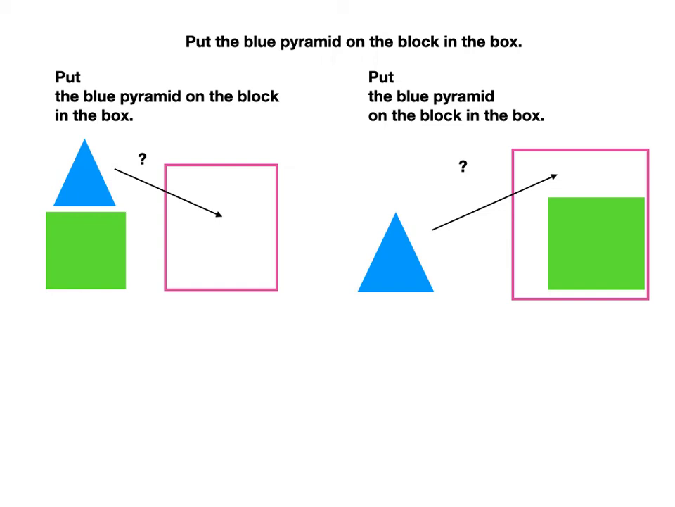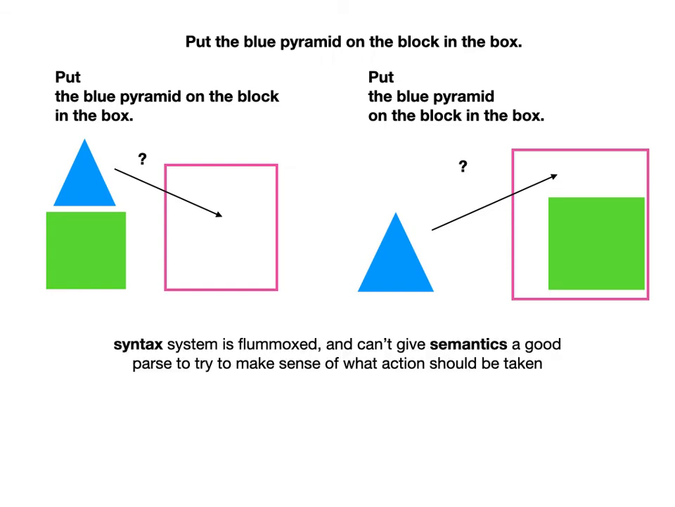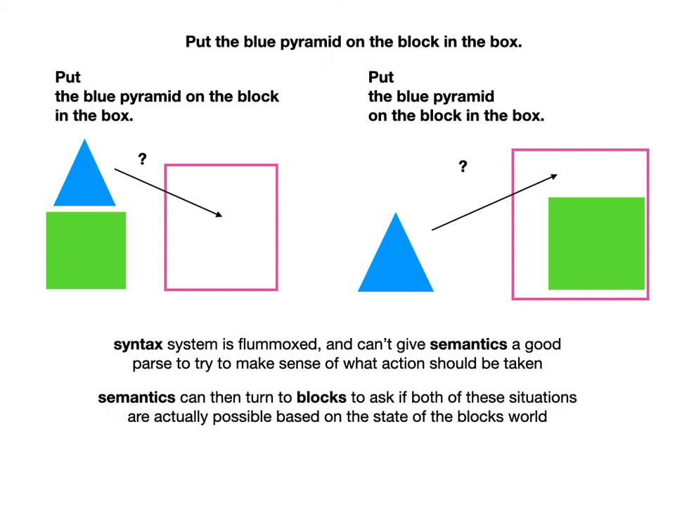There's nothing in the structure, the syntax, of the received language that can tell us the secret answer, right? So the syntax system is flummoxed and can't give the semantic system a good parse to try to make sense of what action should be taken here. Now, semantics has some options. First, it can turn to the blocks subroutine to ask if both of those situations are even there. Are they present, right? If one of them does not exist and the other one does, hey, we just solved it. Just by asking a separate system than syntax, we can immediately go and say, hey, check with the world.